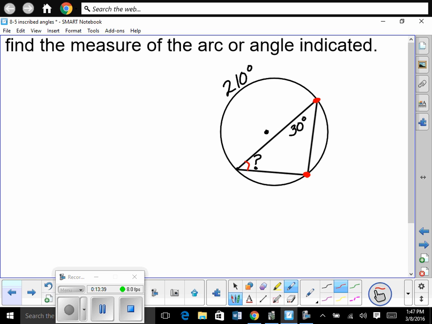Okay, but then that's going to be a little tricky. Well, we do know this is 30, right? Doesn't that open up from here to here? So it'll be 30 times 2, which is 60. This piece is 60, right? That's what. So now to find the leftover amount, won't you do 360 minus 210 minus 60?